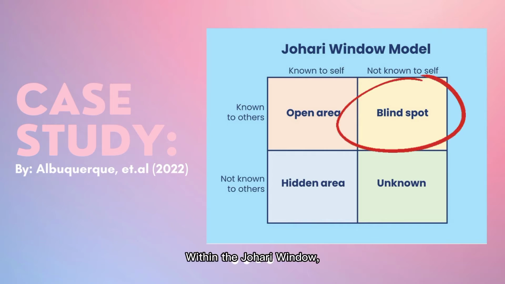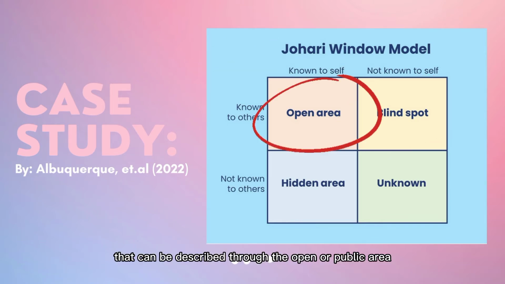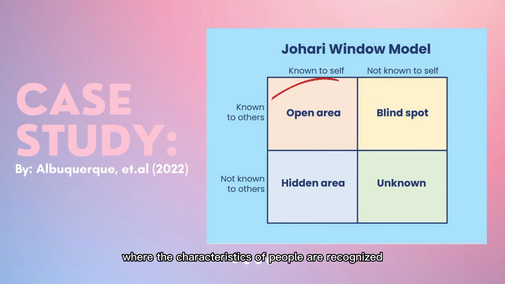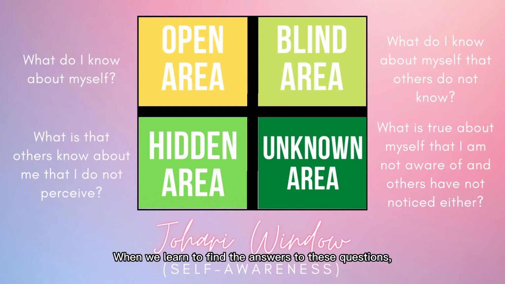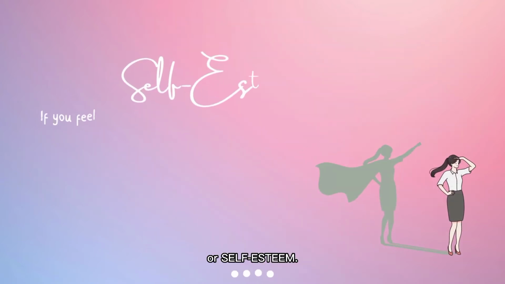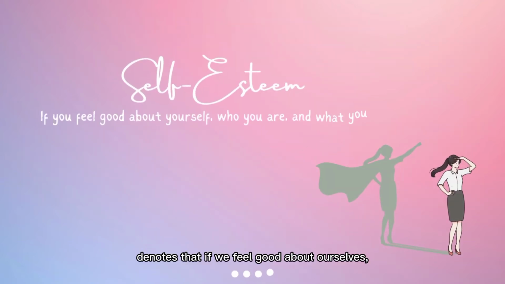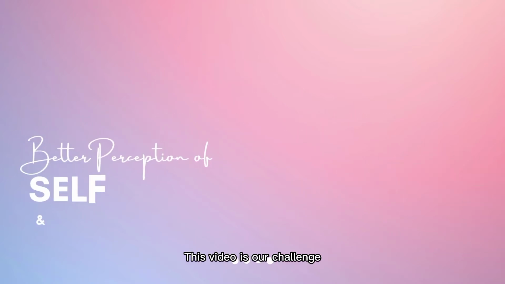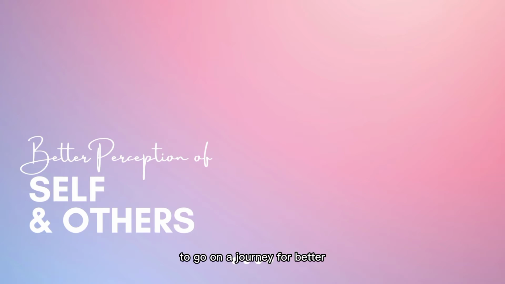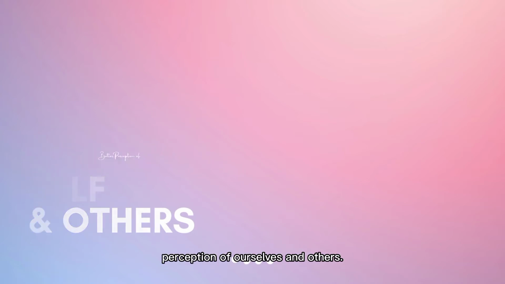Within the Johari window, that can be described through the open or public area, where the characteristics of people are recognized by themselves and others who are around them. When we learn to find the answers to these questions, we will be able to know the extent to which we value ourselves, or self-esteem. Self-esteem denotes that if we feel good about ourselves, who we are and what we are capable of doing, we will perform better. This video is our challenge to go on a journey for better perception of ourselves and others.